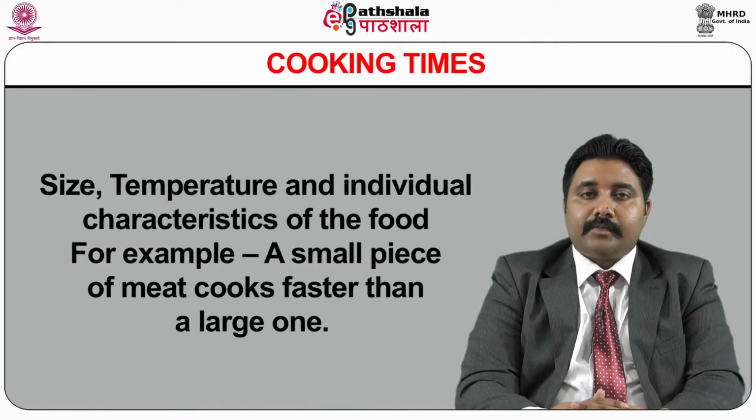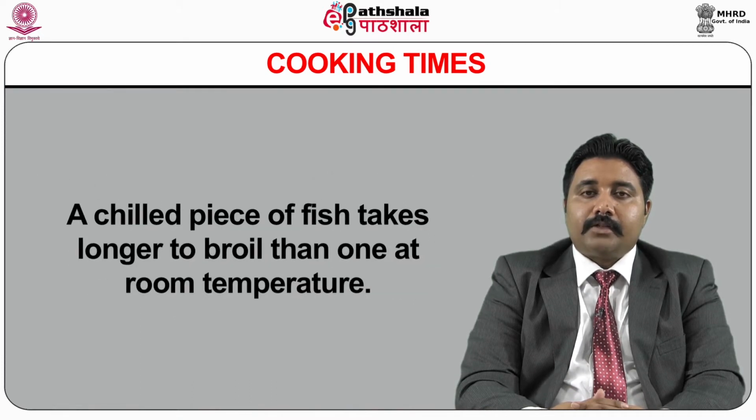The speed of heat transfer. Different cooking methods transfer heat at different rates. Frying and sauteing are faster than roasting. Size, temperature, and individual characteristics of the food. For example, a small piece of meat cooks faster than a large one. A chilled piece of fish takes longer to broil than one at room temperature. Seafood cooks faster than lamb and chicken.